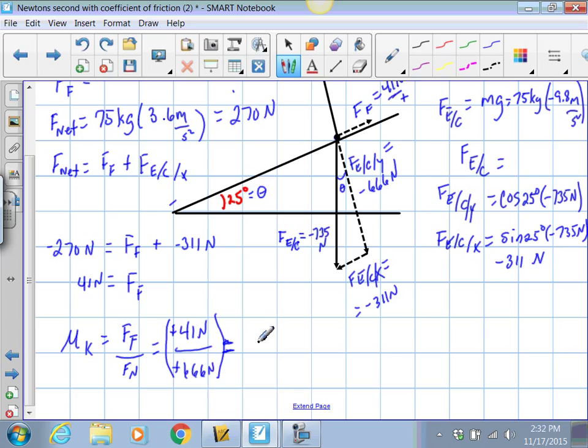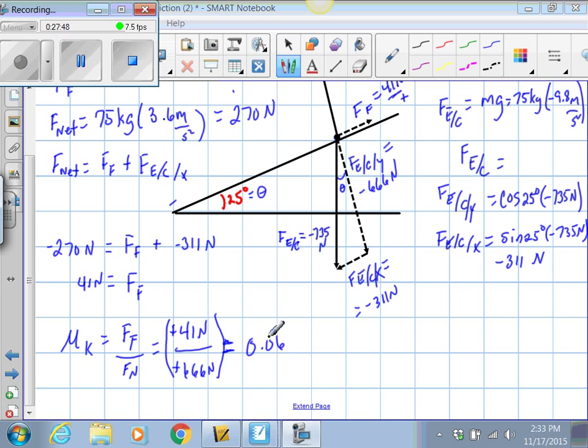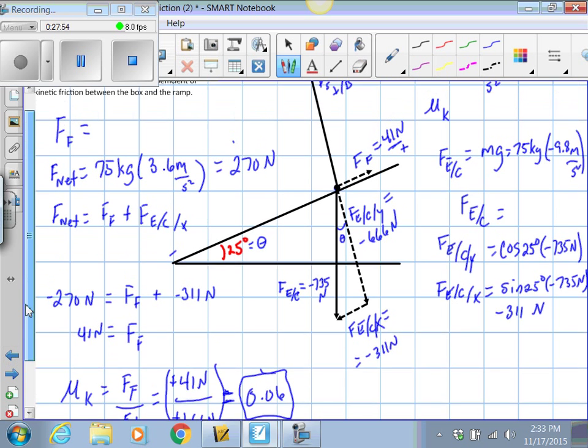So what do we have? I had 0.13, but I used 310. How much? 0.06. Oh, but hold on. Was your calculator in radians? No. And no unit, of course, for kinetic friction. Okay.